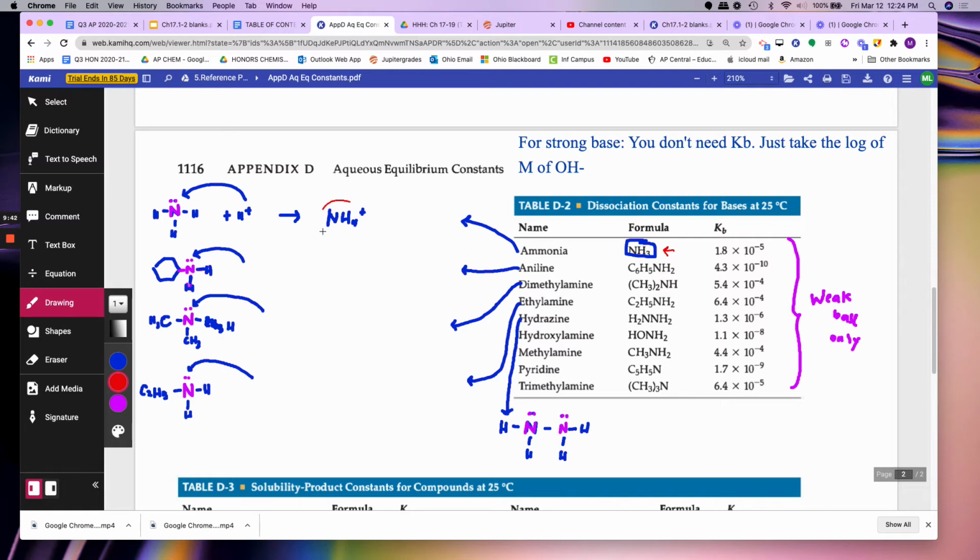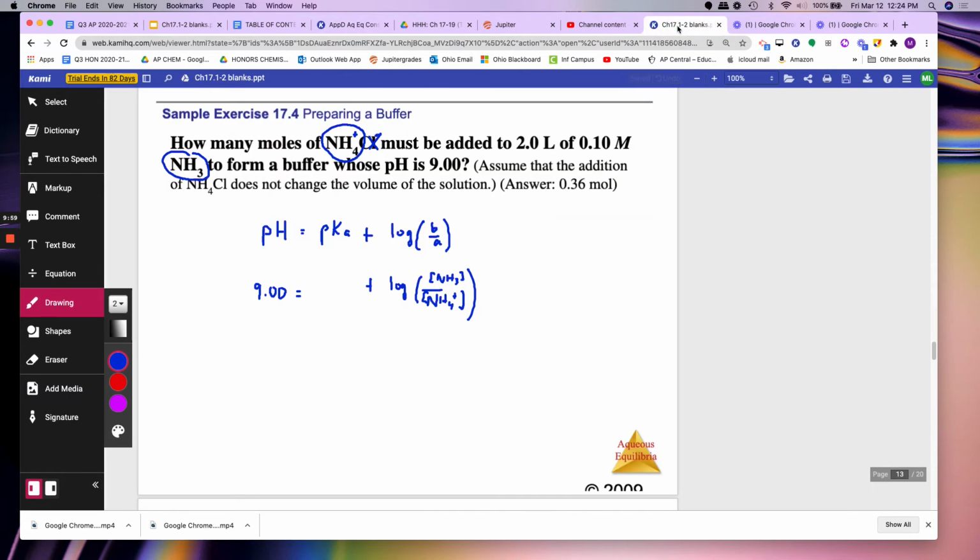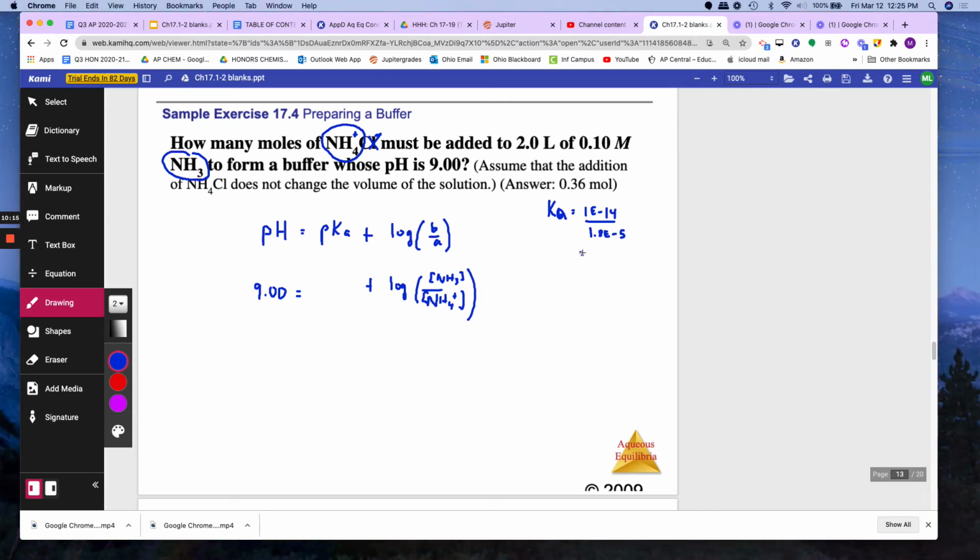NH3. The conjugate acid is NH4+ right here, which means you're going to do Kw divided by 1.8 E-5, and you're going to get the Ka that way. So Ka is equal to 1 E negative 14 divided by 1.8 E negative 5, which is 5.56 E negative 10. That's the Ka. pKa is the negative log of it, so that should be 9.25. So that goes here, 9.25.